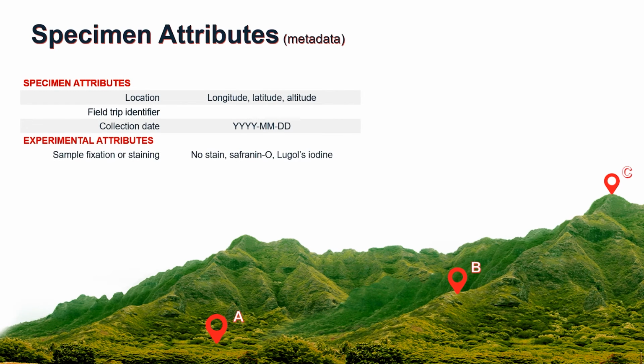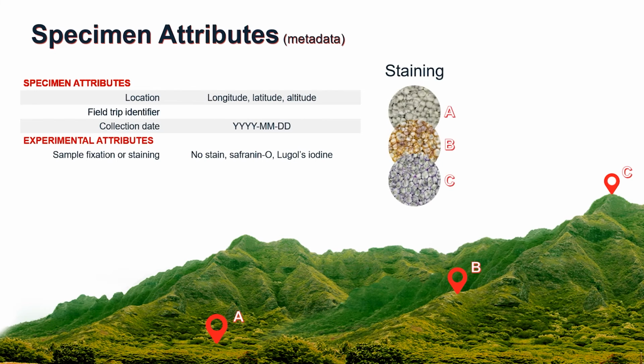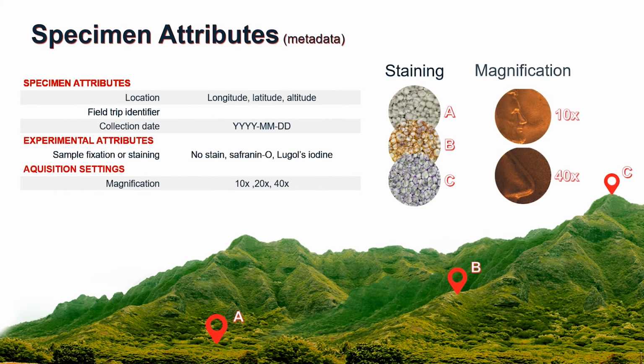Experimentally defined attributes in your study may include preparation of your geological or plant samples, whether they are fixed or stained with compound A, compound B, or compound C. And you may have defined parameters according to acquisition settings, such as the magnification on your microscope. Did you image the specimen with 20 times versus 40 times zoom?